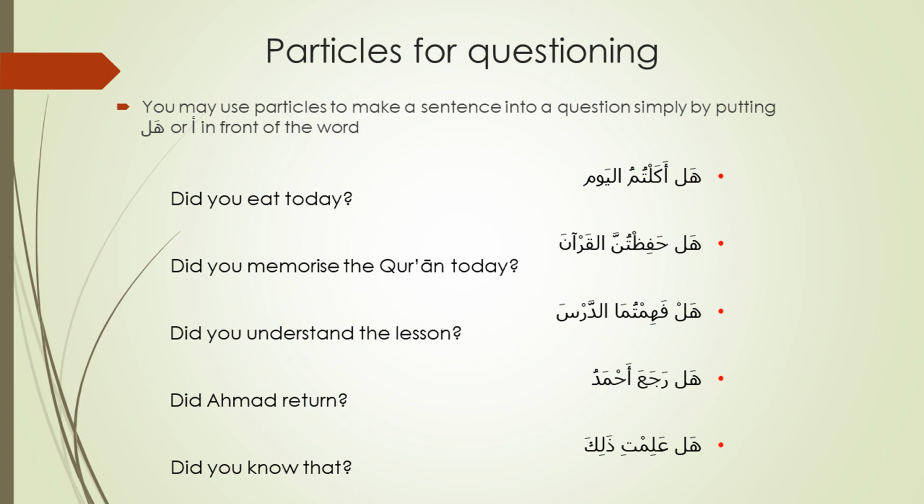Akaltumul yawm. You ate today. Now if I want to ask, did you eat today? Simply bring hal in front of it, or the hamza. So we say hal akaltum al-yawm. But because there are two sukoons meeting, for phonetic reasons, the meem will have a dhamma. So hal akaltumul yawm. Did you eat today? There's hal used for questioning.